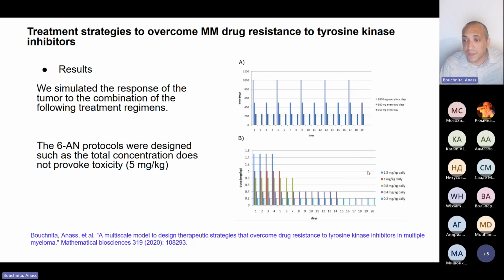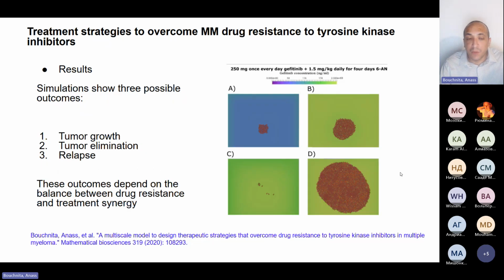So we have all of these different protocols, and we run simulations where we combine them and see what happens. We can observe basically three types of results. First of all, when the concentration of the treatments is low, the tumor will keep growing. Probably the growth rate will decrease, but nevertheless, the tumor will continue to grow. In the second case, the tumor will be eliminated, which is the favorable outcome. And the final outcome is a relapse, which means that the tumor will start shrinking, but a few cells will survive, and these cells will lead to the relapse of the tumor.